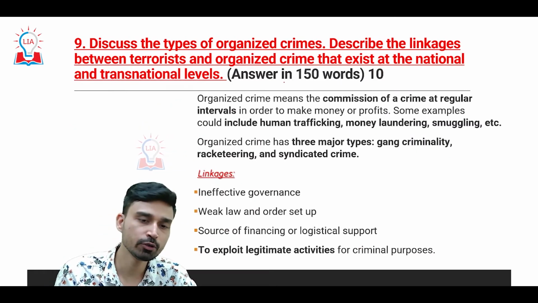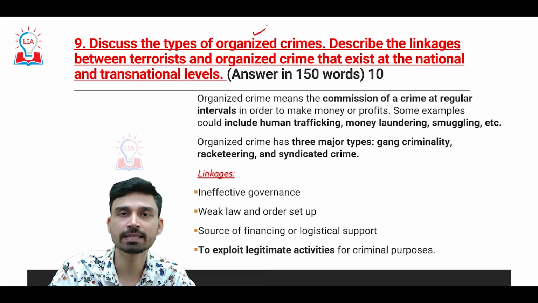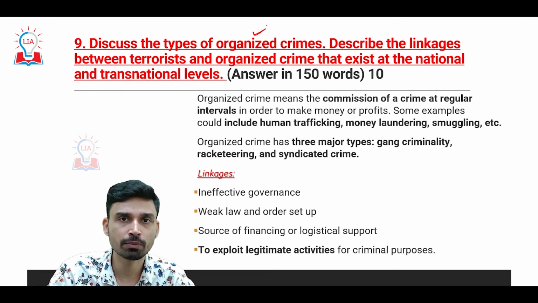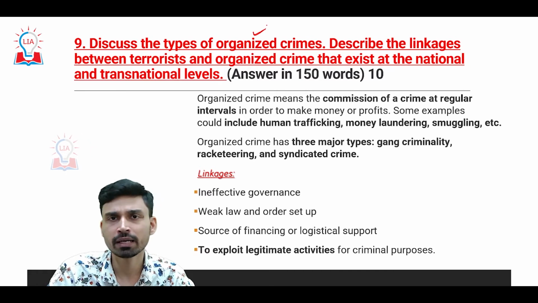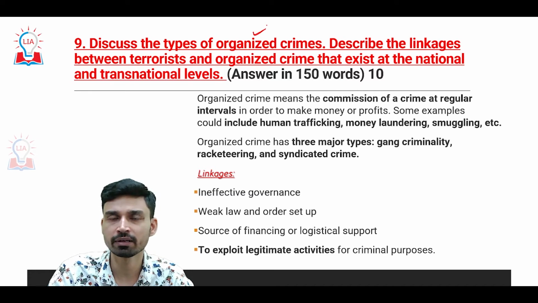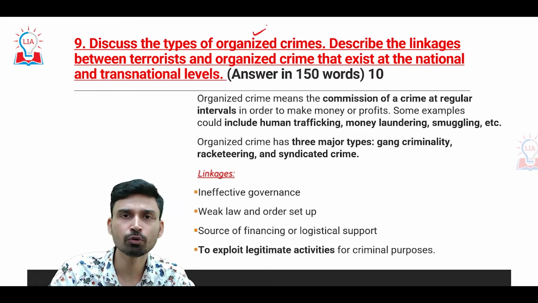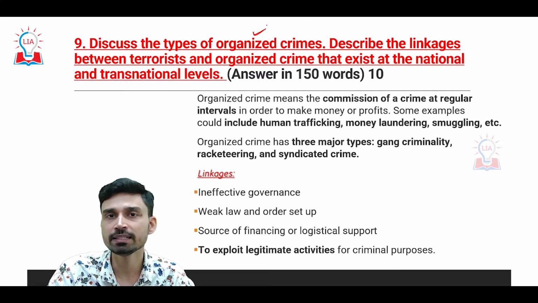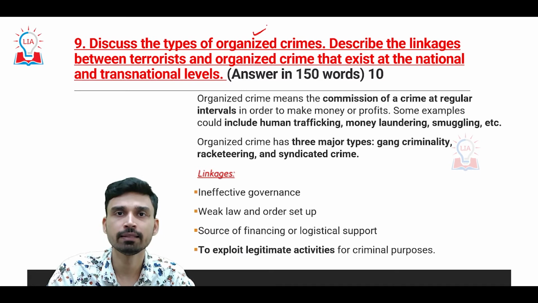Moving forward, the next question has been asked from internal security and challenges. Again, if you look at the pattern of questions asked from the internal security and challenges topic, we can clearly see that whatever subtopics are mentioned in the UPSC syllabus in its notification, if you try to prepare 300, 400 word point notes on each of the topics, then you will be easily able to formulate your answer in the examination.